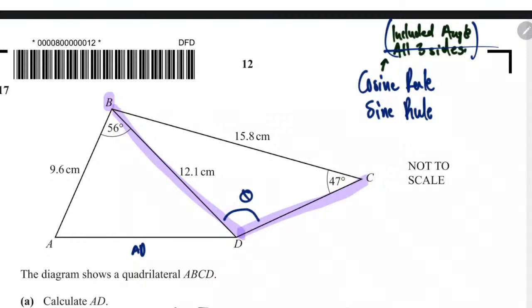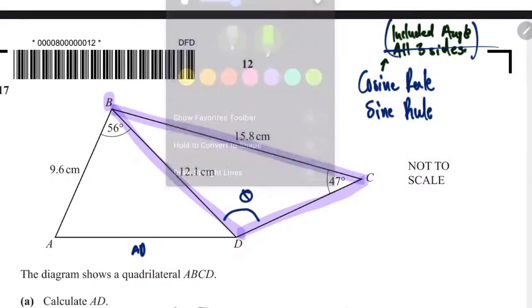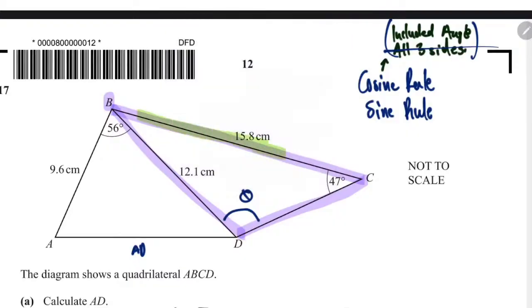Because you must know if an angle is included, it means you will be knowing the two sides that make it. So I know this one, but do I know this other one? No. So it's not an included angle. So I don't have an included angle. Automatically, I'm using the sine rule.